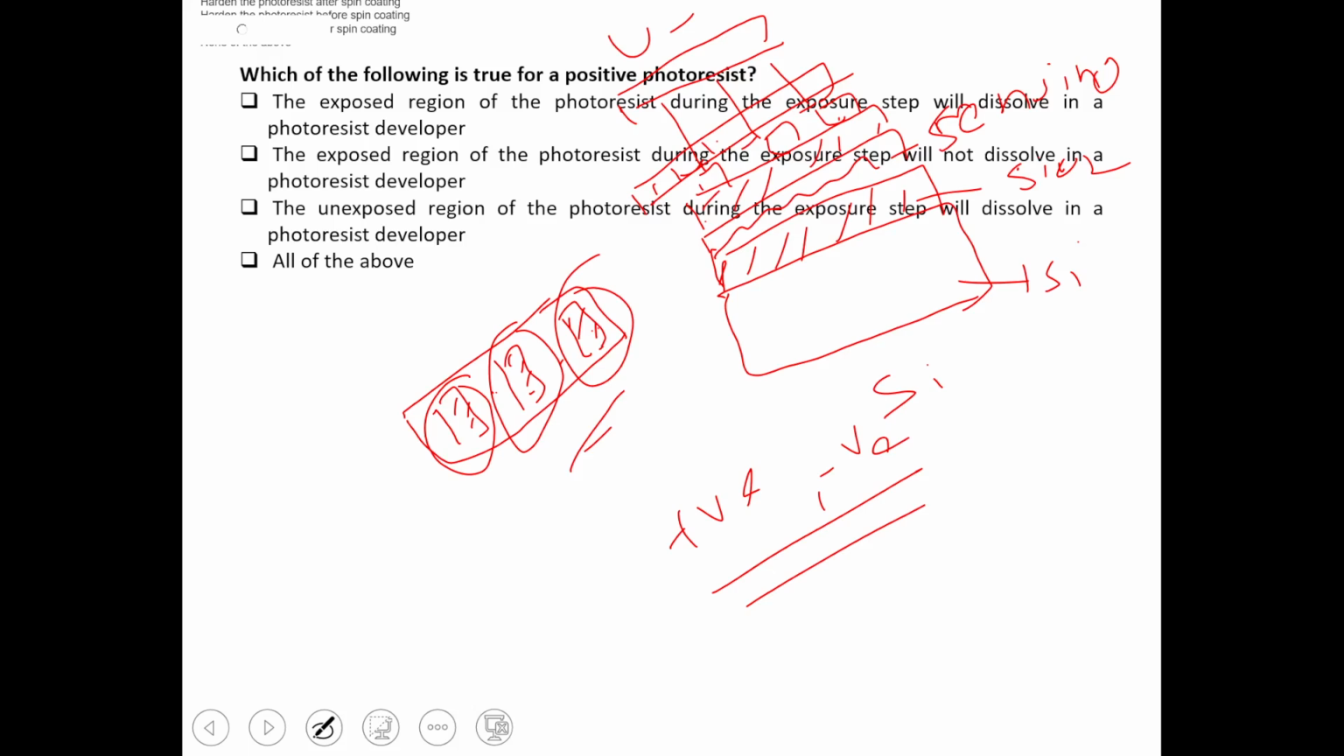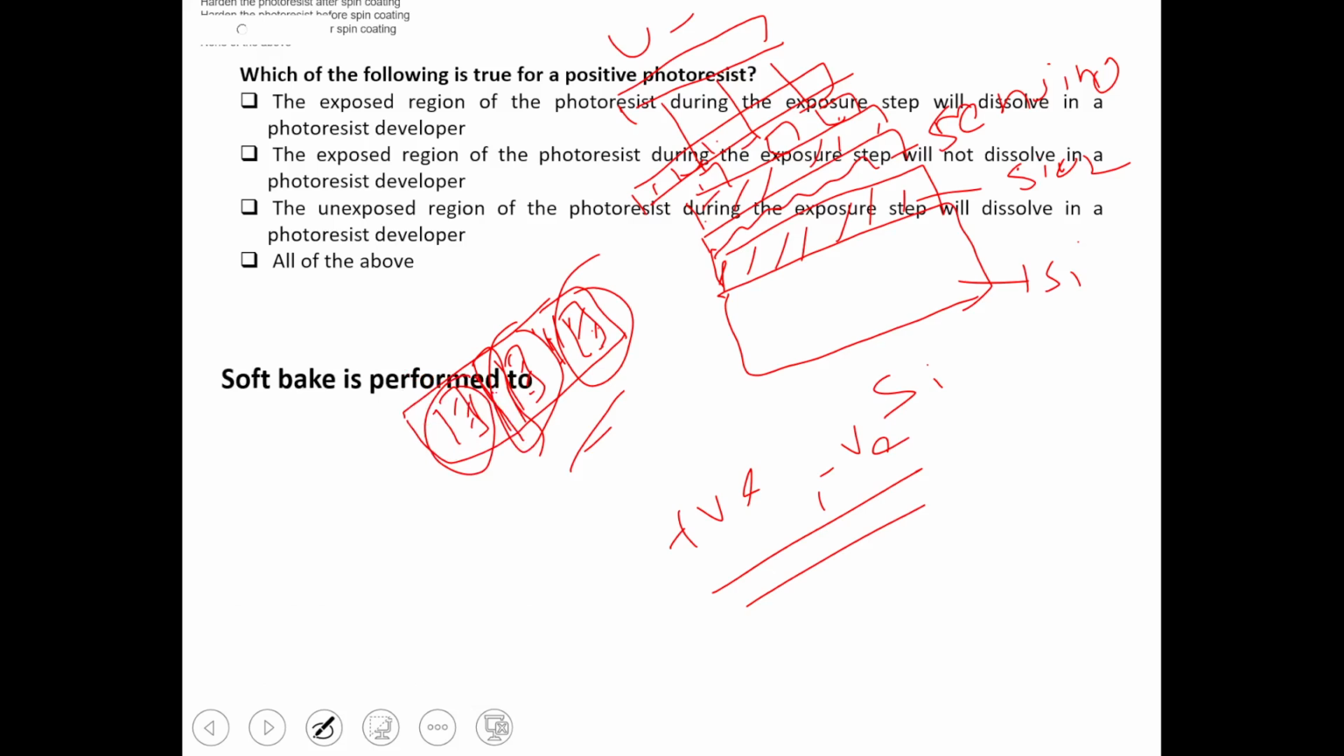The unexposed region, whatever that unexposed region is, can be etched. We can remove it through acetone, ethanol, methanol, depending on the type of the photoresist, and the unwanted photoresist can be removed.